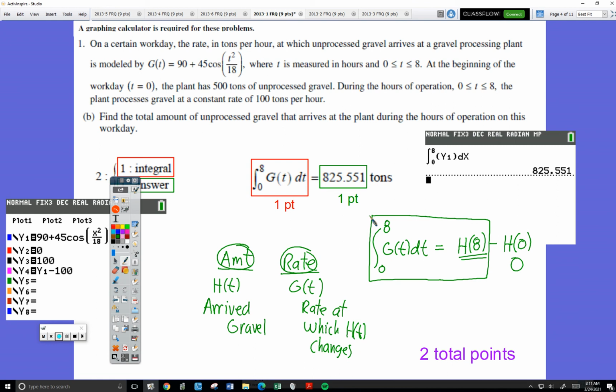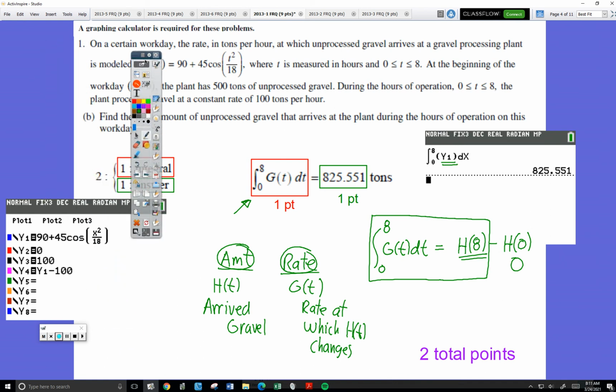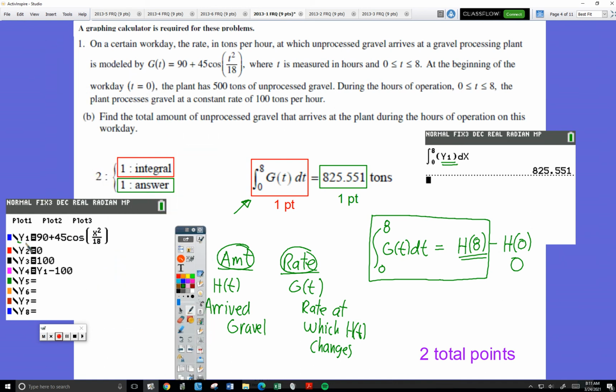And so that's what we do. Put that into your calculator. I've got in Y1 my formula for G. I'm integrating that formula here from 0 to 8. That gets me 1 point for showing the integral. I must write down the integral. An additional point for having the correct decimal answer to 3 decimal places. Right here is where I'm doing the integral on the calculator. So that part B is worth 2 total points.